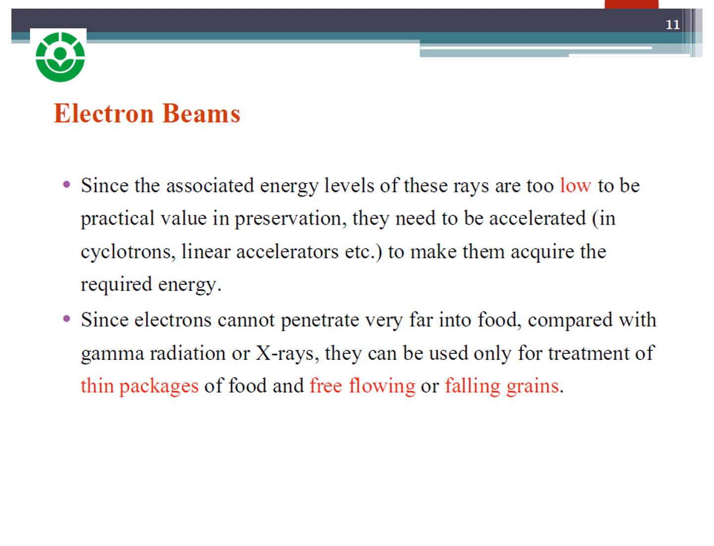Next, electron beams. Since the associated energy levels of these rays are too low to be of practical value in preservation, they need to be accelerated in cyclotrons, linear accelerators, etc. to make them acquire the required energy. Since electrons cannot penetrate very far into food, compared with gamma radiation or X-rays, they can be used only for treatment of thin packages of food and free-flowing or falling grains.